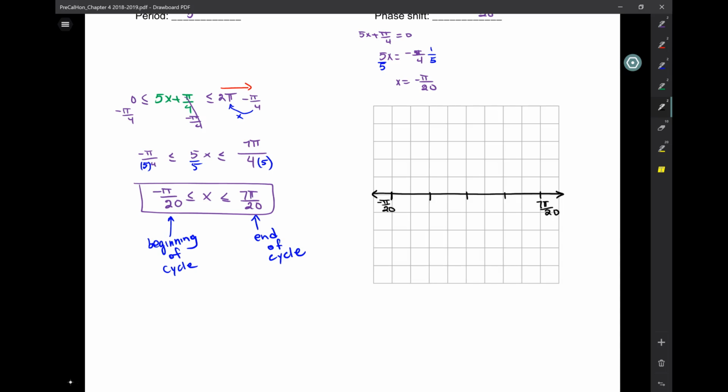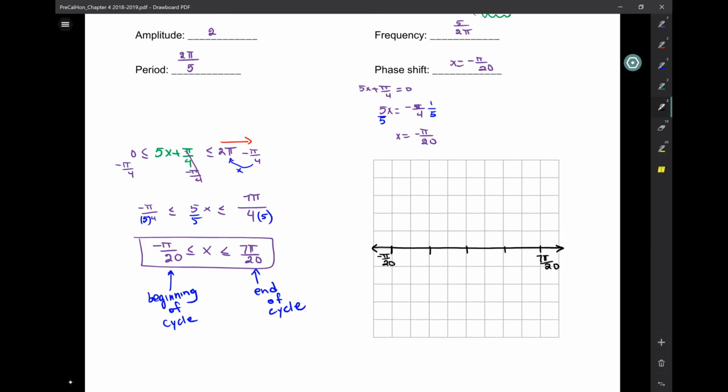Now, the sine function that we're graphing is going to start and end between the first and the last point. What was the period of this function? Oh, I'm sorry, 2 pi over 5, you're right. That means the distance between here should be 2 pi over 5. Is it? I promise it is. If you take this, let's just try it.